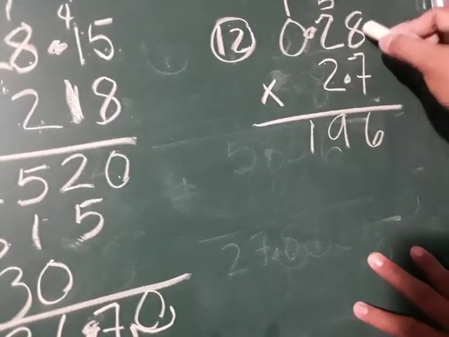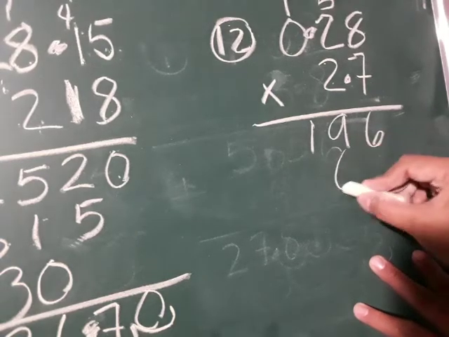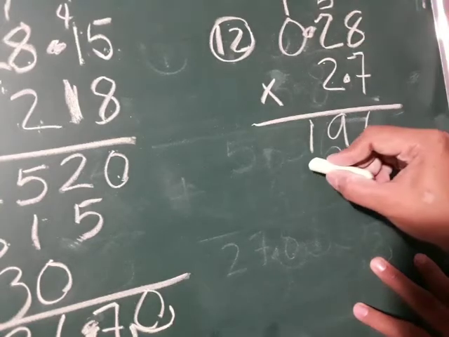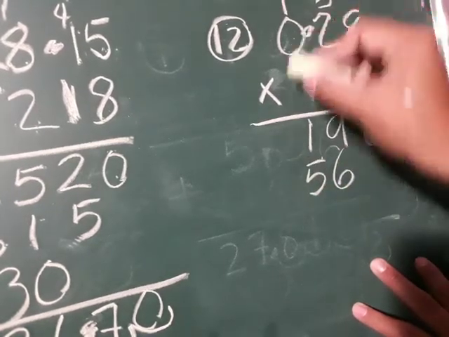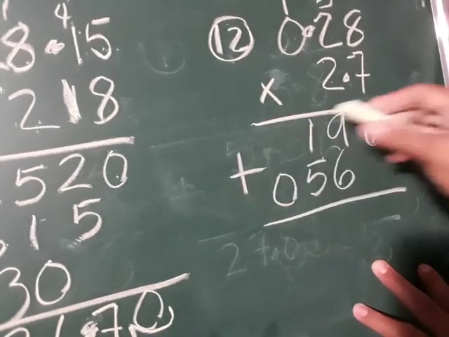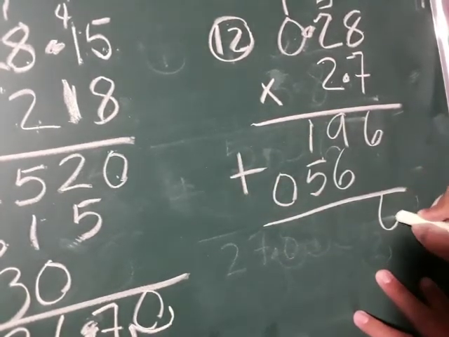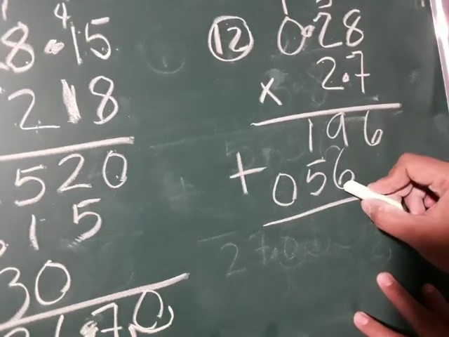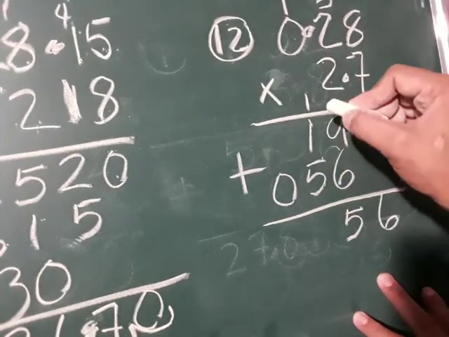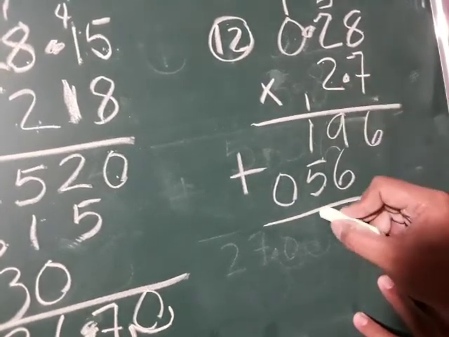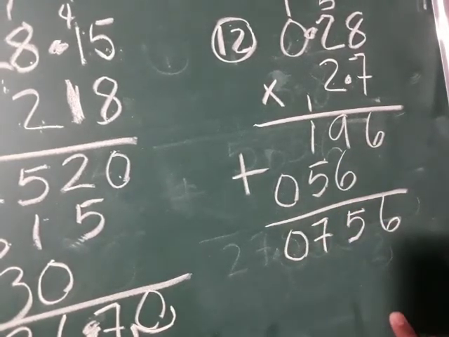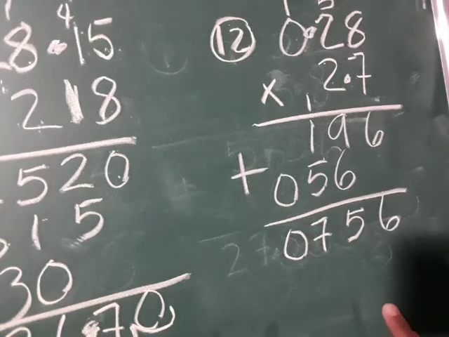Next, 2 times 8, 16. Leave 1 space. Carry 1. 2 times 2, 4, plus 1 is equal to 5. 2 times 0 is equal to 0. Proceed to addition. Bring down 6. Next, 9 plus 6 is equal to 15. Carry 1. 5 plus 1, 6, plus 1, 7. And then 0.